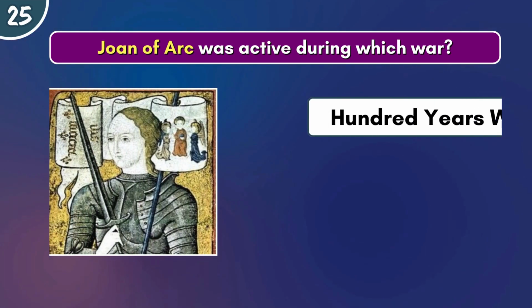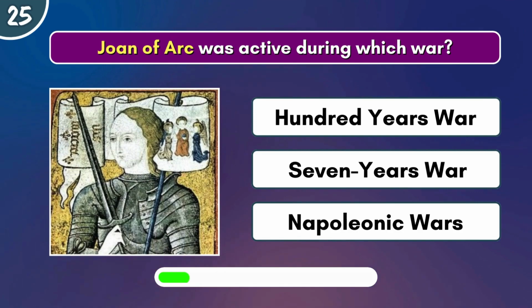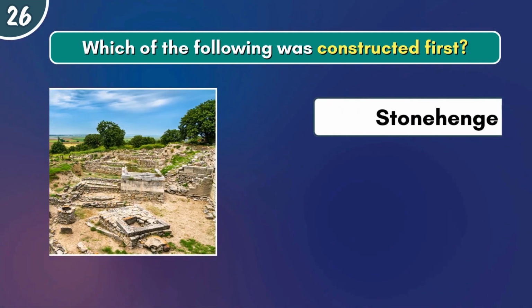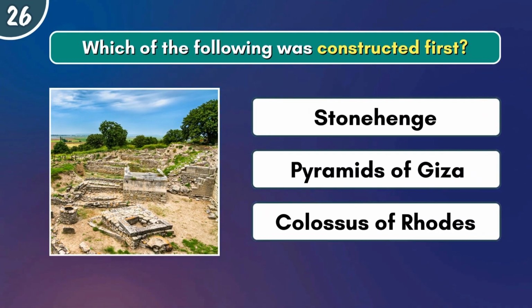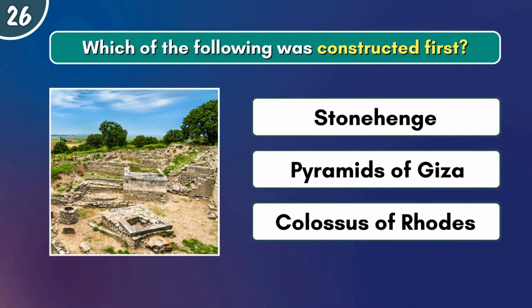Joan of Arc was active during which war? 100 Years' War, 7 Years' War, or the Napoleonic Wars? Hundred Years' War. Which of the following was constructed first? Stonehenge, Pyramids of Giza, or the Colossus of Rhodes? It's Stonehenge.